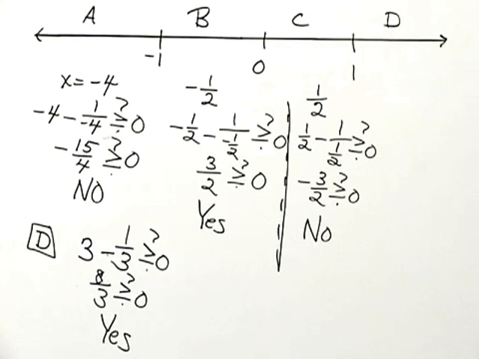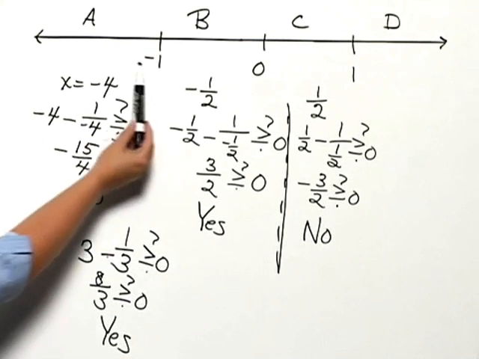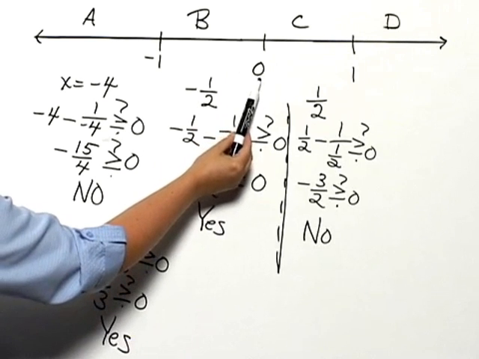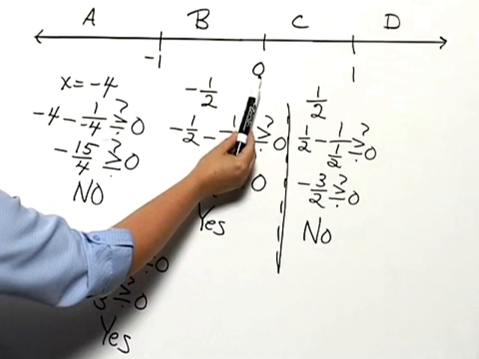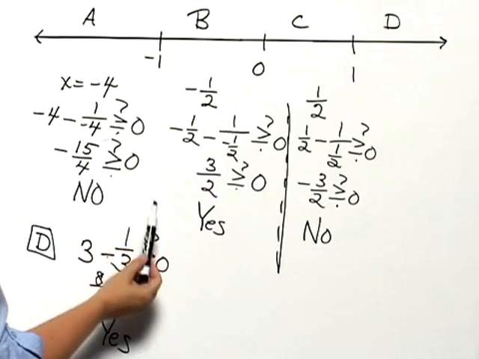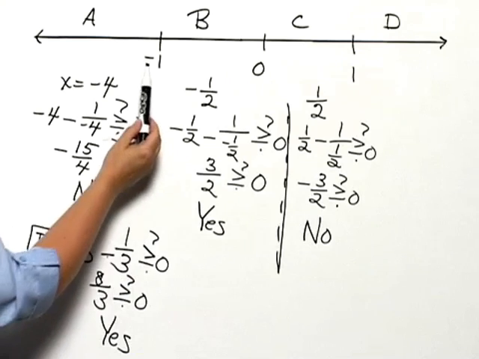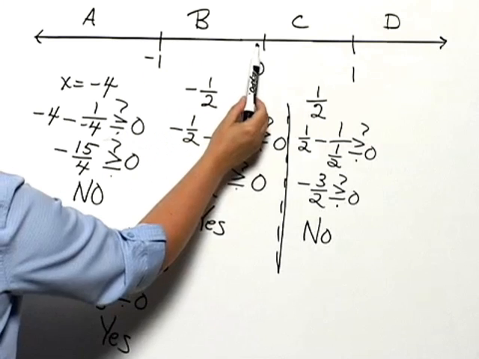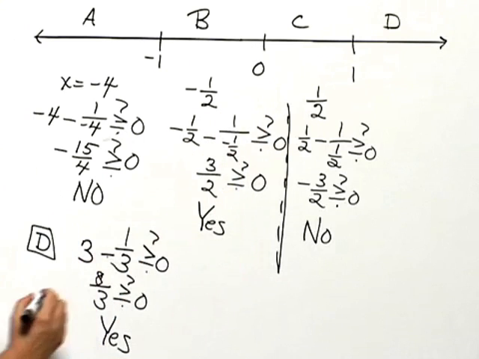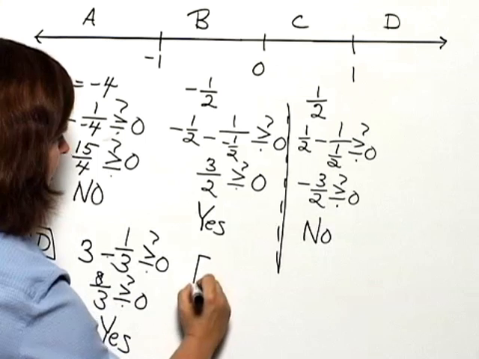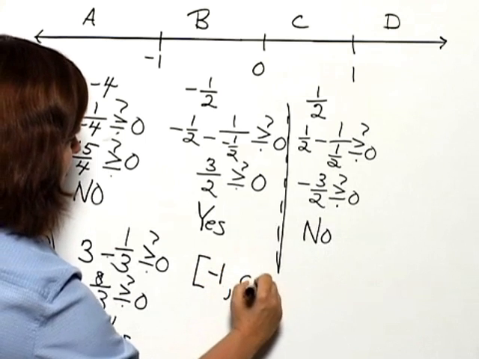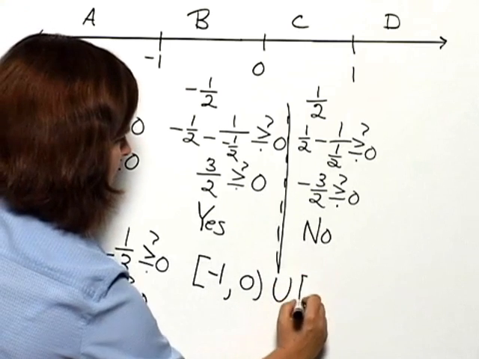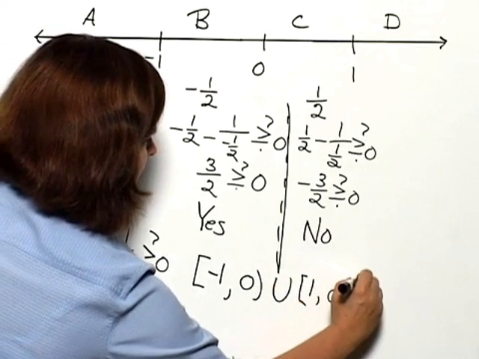Now, the only last thing we have to determine is whether we include the endpoints. We do not include 0 because that endpoint makes the expression undefined. Because the inequality symbol is greater than or equal to, we do include the negative 1 and the 1. So we want these two intervals. We want interval B, which is negative 1 to 0, but not including 0. And we want interval D, which is 1 to infinity.